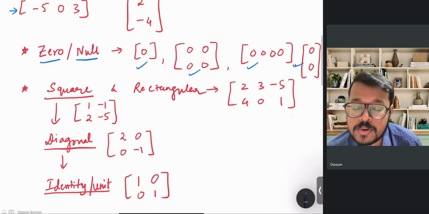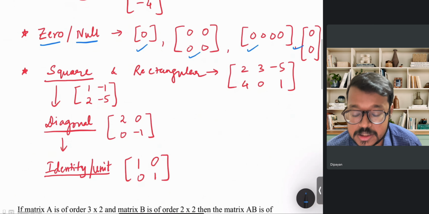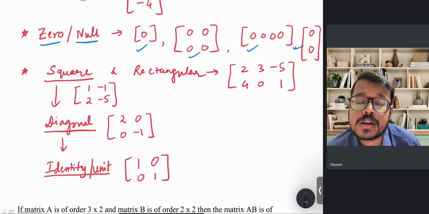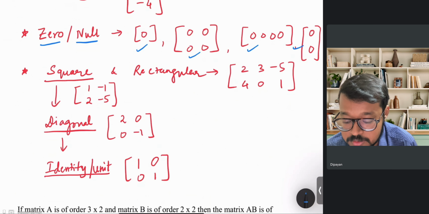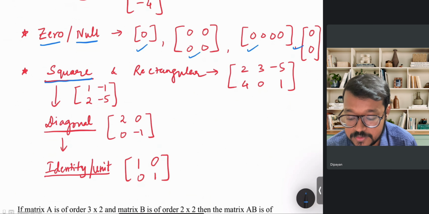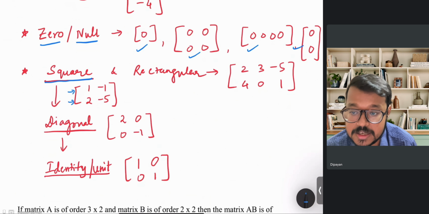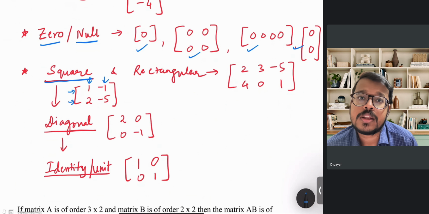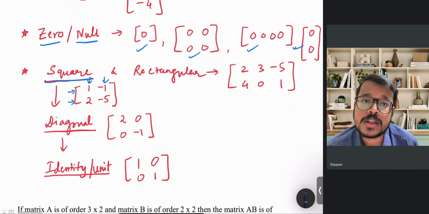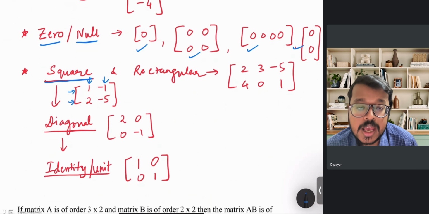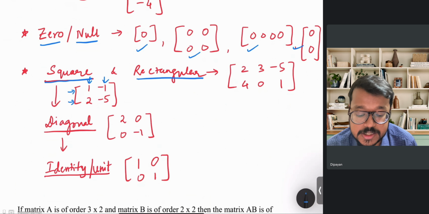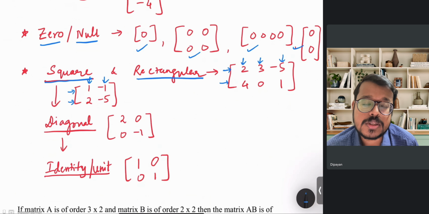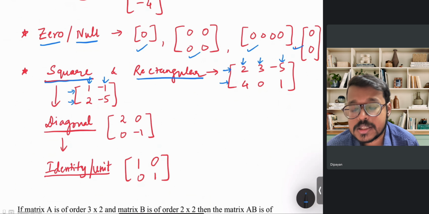Now the next classification of matrices is whether it's a square or a rectangular matrix. For a square matrix, we look at the number of rows. Let's say here we have two rows and two columns. When the number of rows and the number of columns are equal, it's a square matrix. If they are not equal, we have a rectangular matrix. For example, here we have two rows but three columns, so this becomes a rectangular matrix.